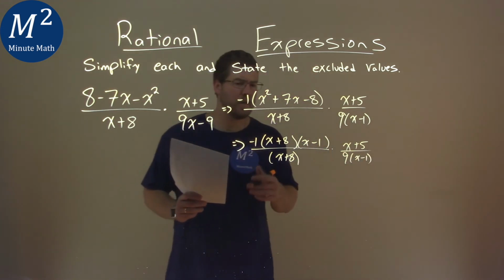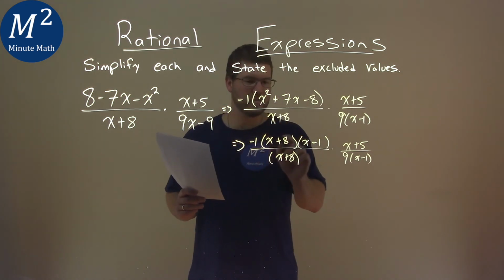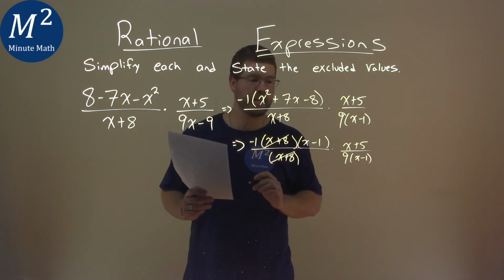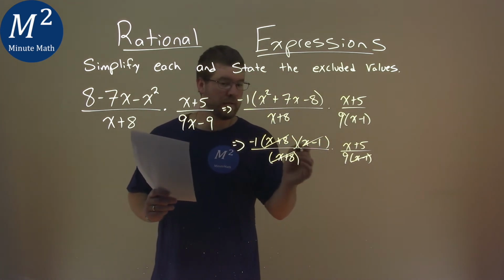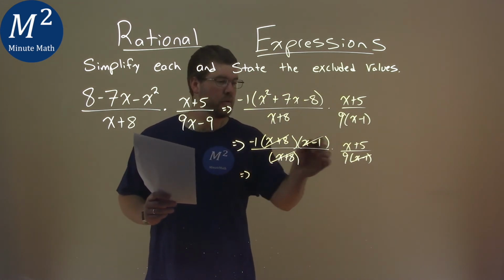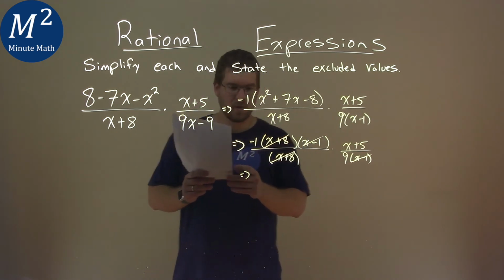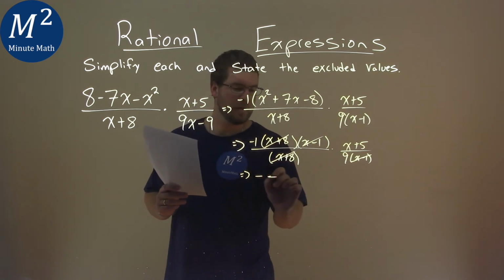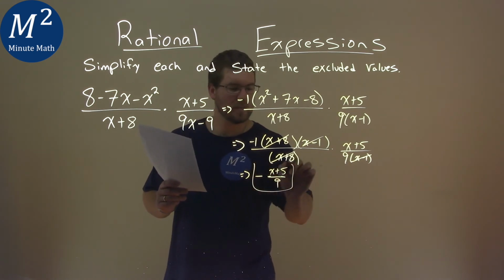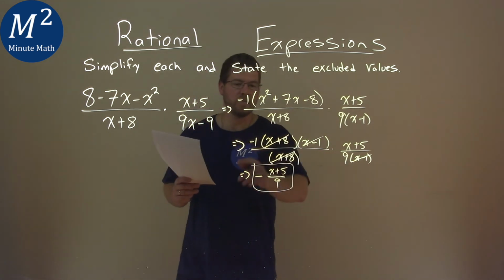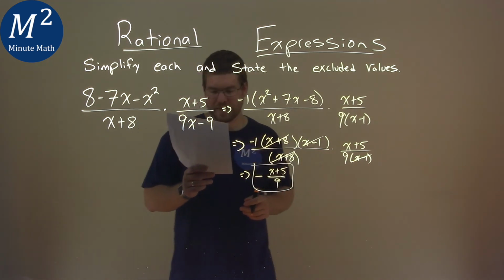Well, now we can cancel out where we can, right? We have an x plus 8 here and an x plus 8 there, an x minus 1 and an x minus 1. And so we're left with, just in the numerator, that negative 1, or the negative on the outside, we put it right there, times, we have the x plus 5 over just our 9. And so my simplified solution here is negative x plus 5 over 9.